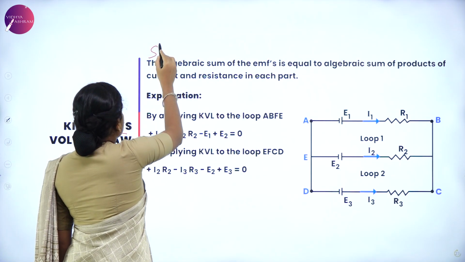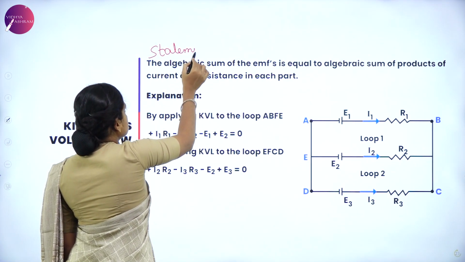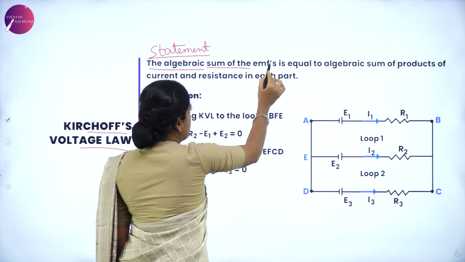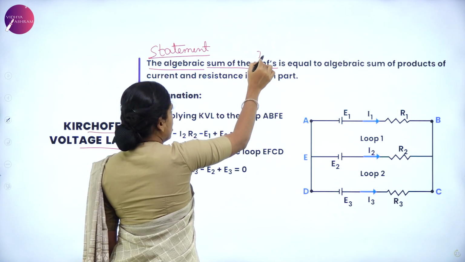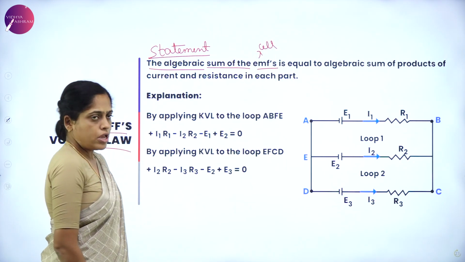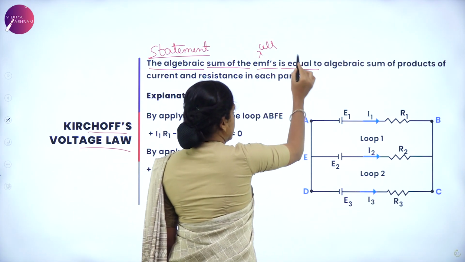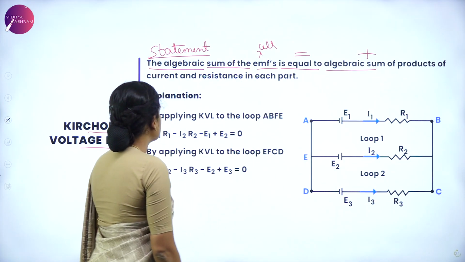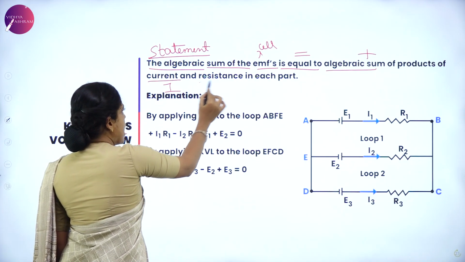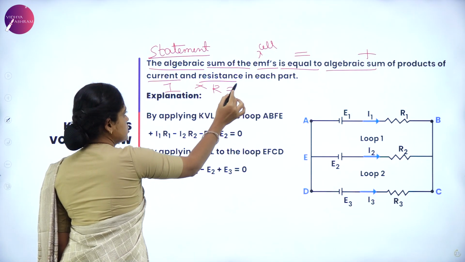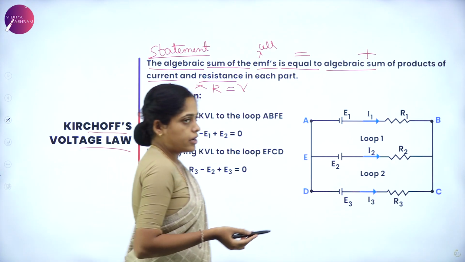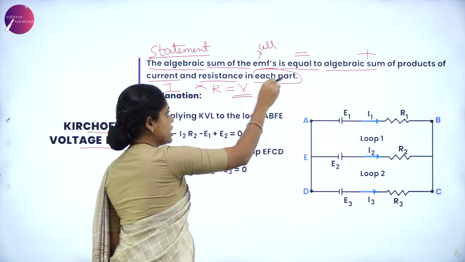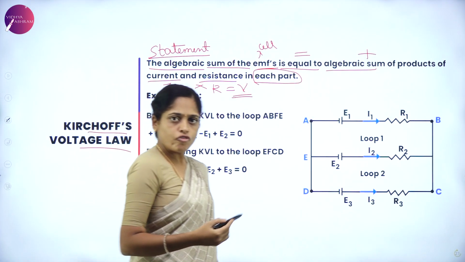Yes. The statement of Kirchhoff voltage law is: the algebraic sum of EMF, means it is across the cell, is equal to the algebraic sum of products of current and resistance. Current into resistance gives voltage. You must know that the product of current and resistance gives voltage, and you have to find voltage across each part. So this is Kirchhoff voltage law.